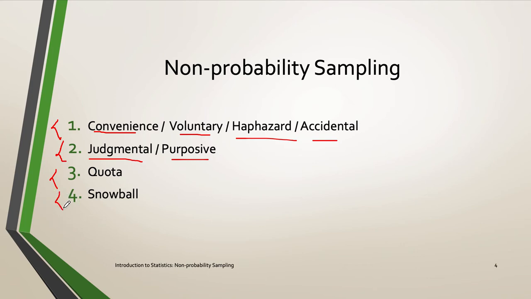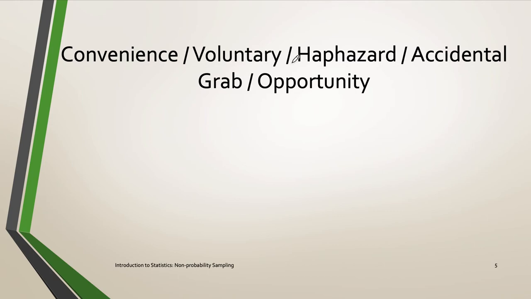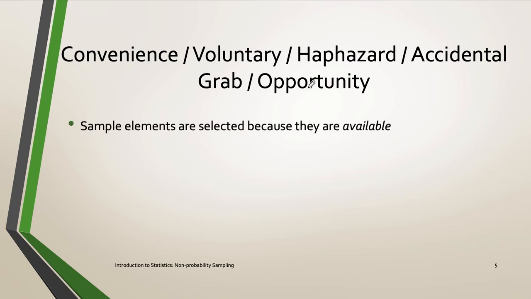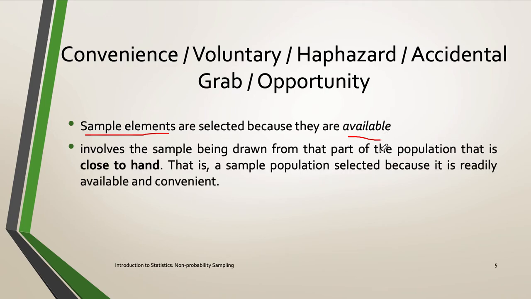So let's first talk about the first one. We have the name convenience or accidental for its popular name, but actually it has a lot of names: convenience, voluntary, haphazard, accidental, grab, opportunity sampling. But it all talks about the same thing, that is, sample elements are selected because they are readily available. It involves the sample being drawn from a part of the population that is close at hand. So whoever is convenient for you, you will take a sample from them.